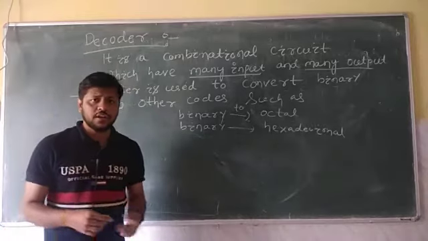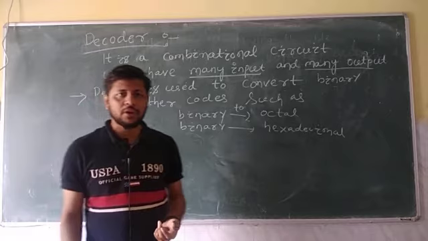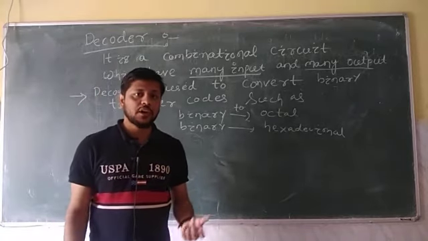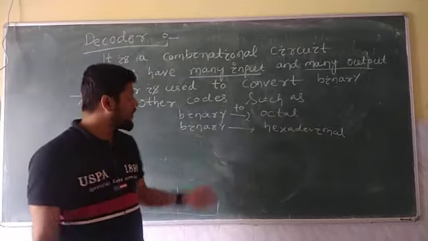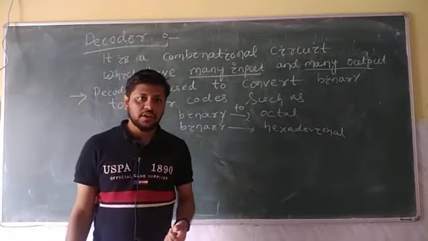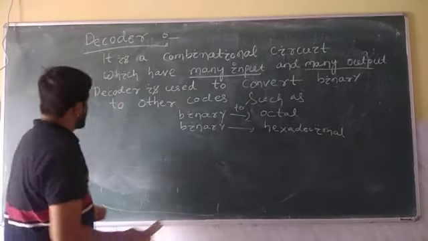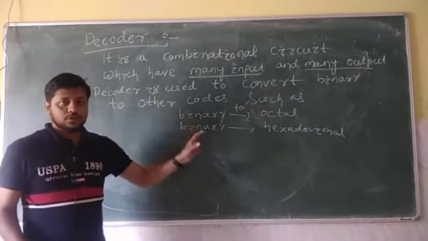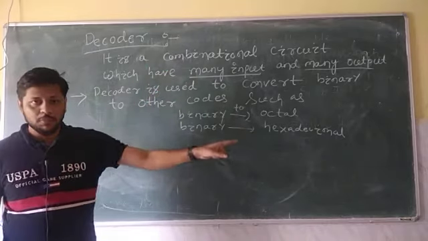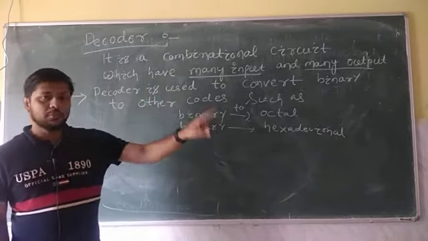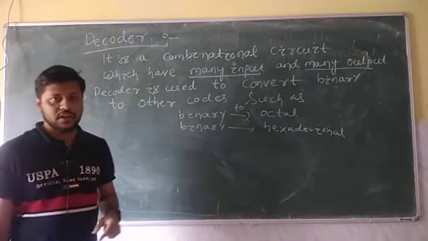It also has applications like we can use this decoder circuit for implementation of a half adder, half subtractor, full adder, full subtractor, or any kind of logic circuit. We will see one application of this. So basically you need to remember, it is a combinational circuit which has many inputs and many outputs. It is used to convert binary to other codes, such as binary to octal, binary to hexadecimal, etc.